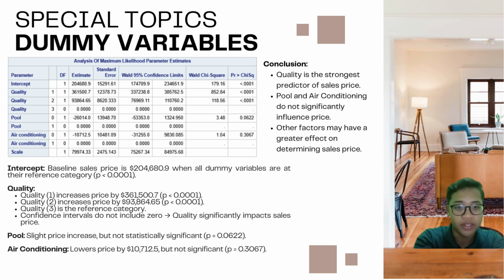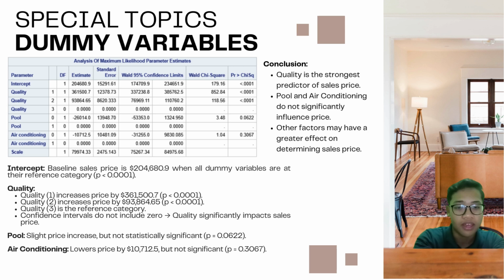At quality 1, it increased price by almost $350K, and at quality 2, it increased price by almost $90K, and quality 3 is the reference category. All of their confidence intervals do not include 0, so we can say that the qualities significantly impact sales price.